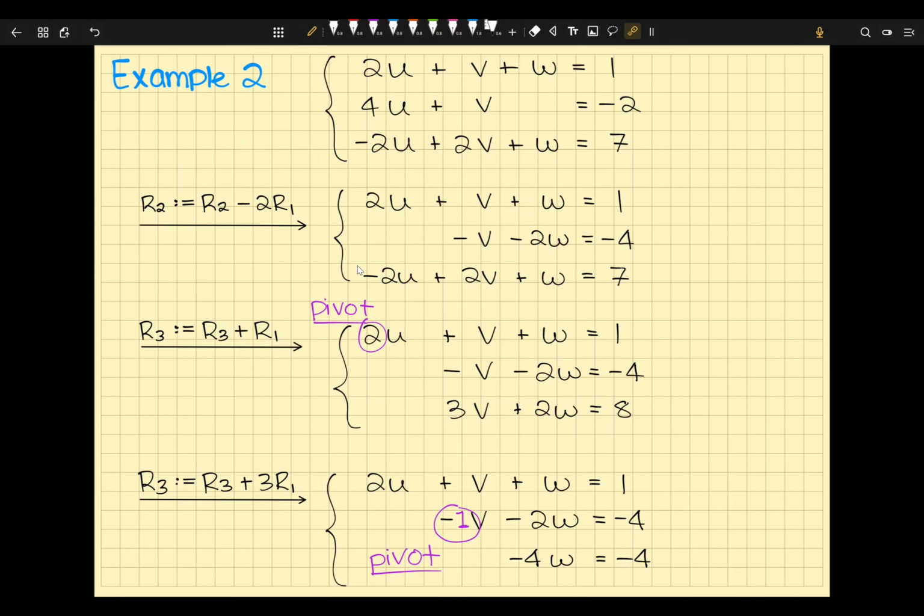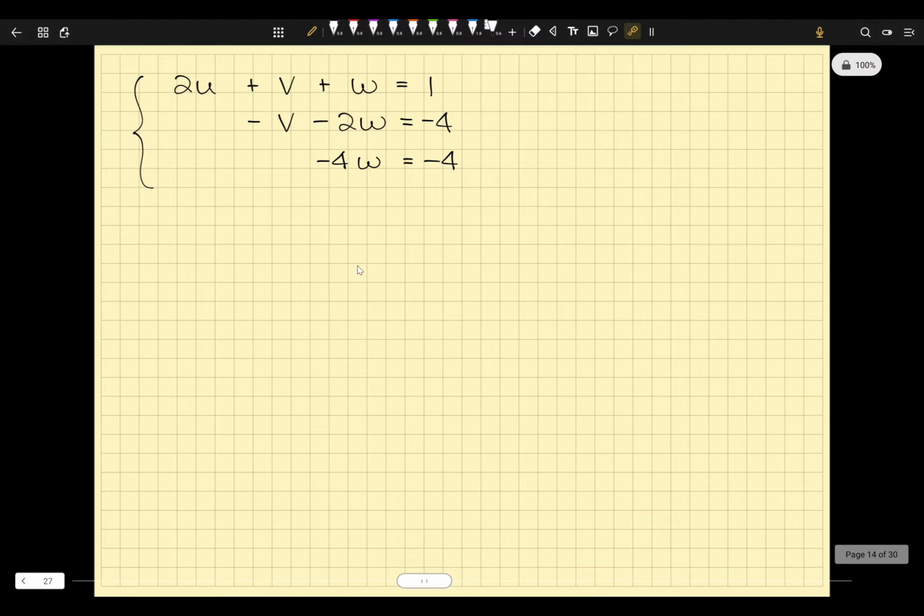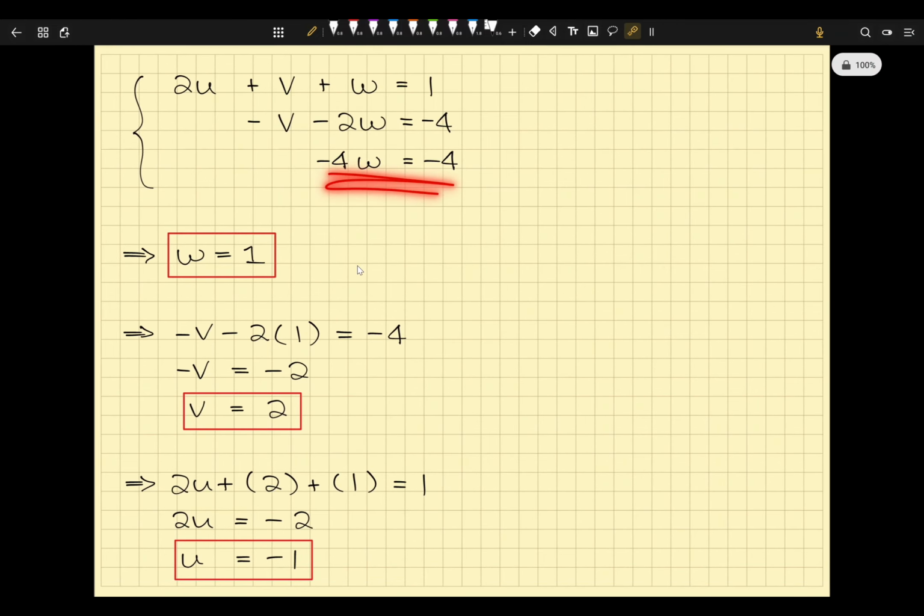All right, so we're continuing to use our trick, and now we're pretty much done. So we've eliminated this and this and this, and now we can see that W becomes 1, and then we can plug in 1 for here and solve for V to get 2, and then we can plug in both V and W to solve for U. Oh, I apologize. The topic today is on row reduction.